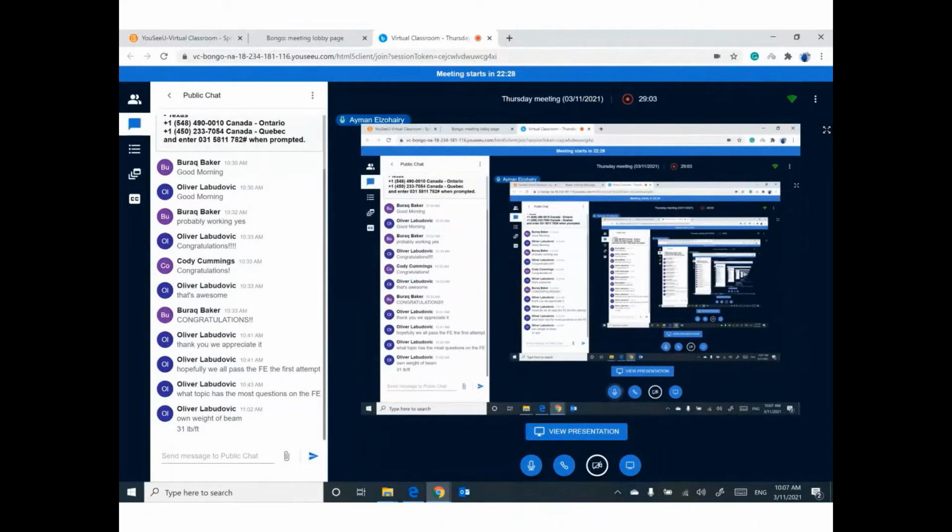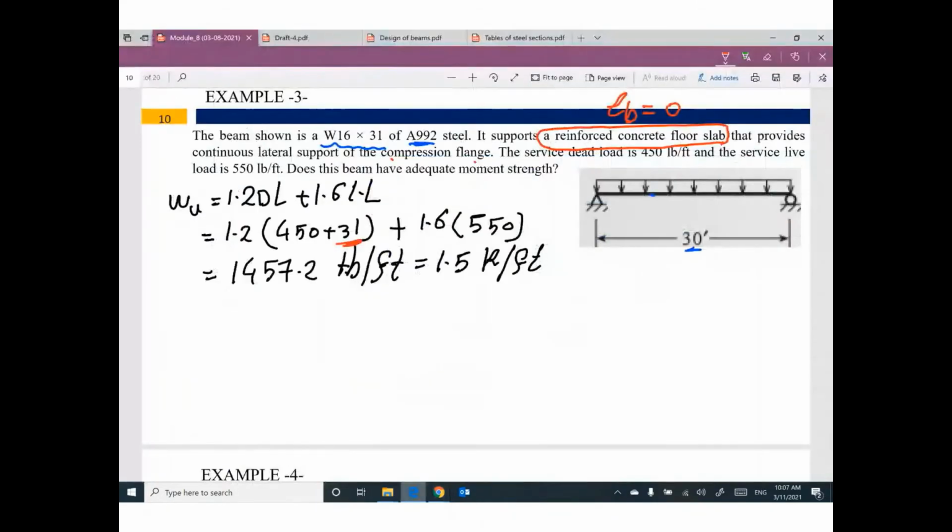Thank you, Oliver. Yes. The problem did not say that 450 includes the own weight of the beam. I didn't see this information. So I'm assuming the dead load is coming from the slab or from something different. So do you like to include the weight of the beam? Yes, I like. So how much?